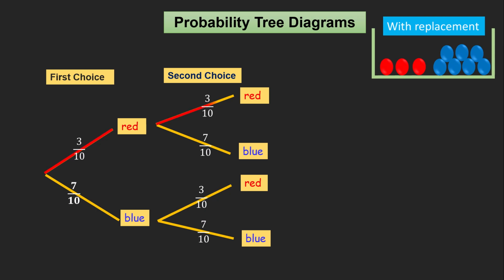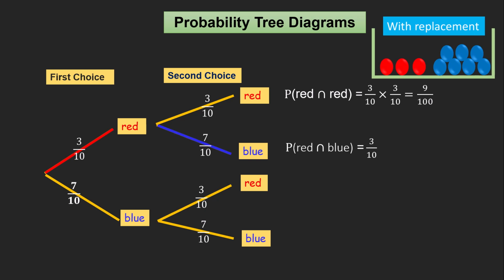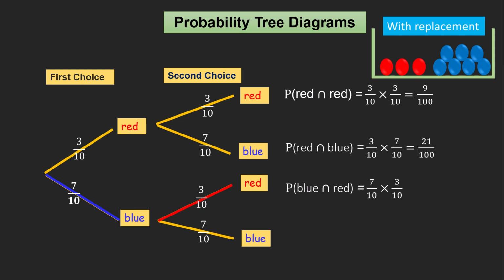Think about this. First one, red and red. That means the probability red and red, the intersection. That is 9 over 100. Next one, red and blue. That means the first one red and the second one blue. Probability is 21 over 100. Similarly, we can complete these probabilities considering the outcomes.